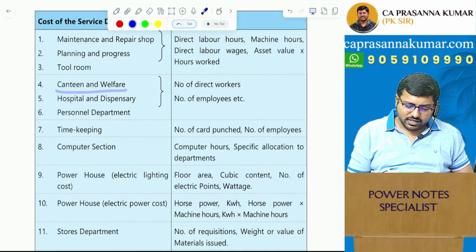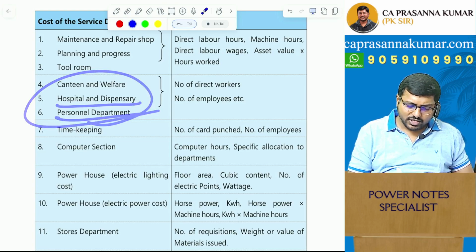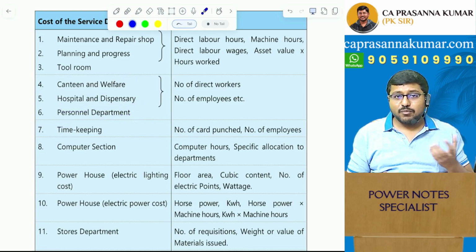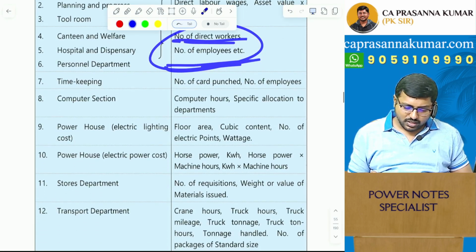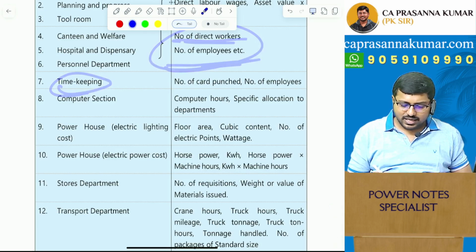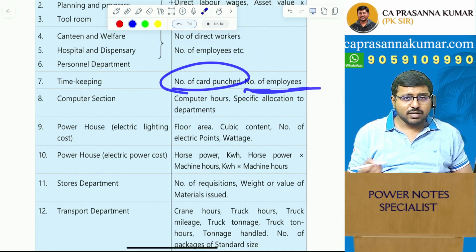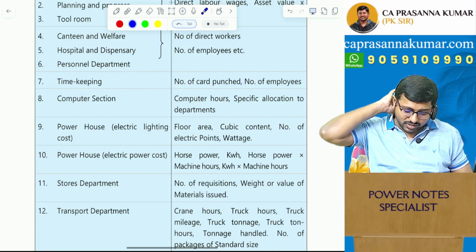Canteen and welfare, hospital and dispensary, personal department. This is very easy to remember because it is based on the number of people, number of workers. So obviously the number of workers or number of employees will be the suitable basis. Okay. Timekeeping, this is again number of employees only. Sometimes it will be number of card punches, depending upon the data given in the question.